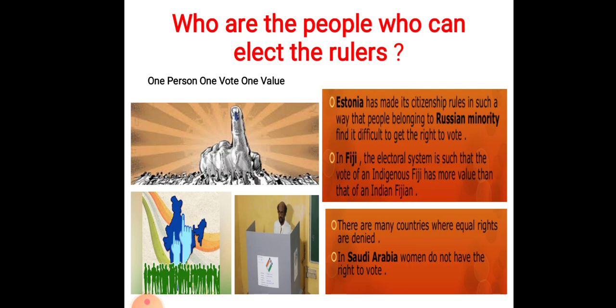Example of Estonia. The people living in Estonia who are from the Russian minority find it very difficult to get voting rights. It is a similar case with Fiji. Fiji is a country in South American continent. In Fiji, if you have Indian origins, it is very difficult to cast your vote. Only indigenous Fijians will get the right to vote.